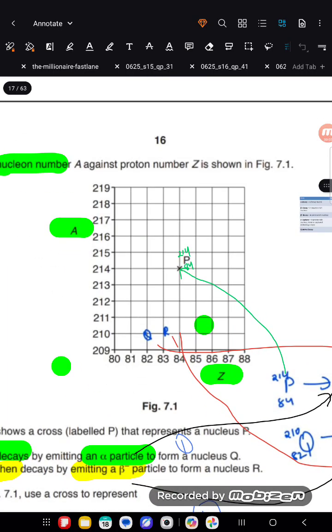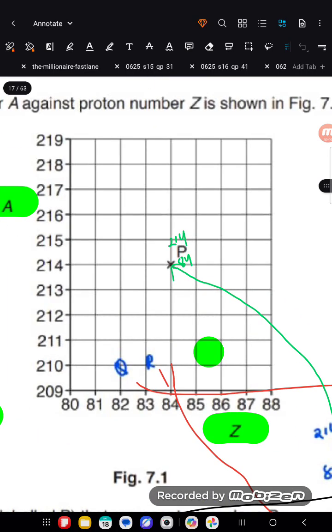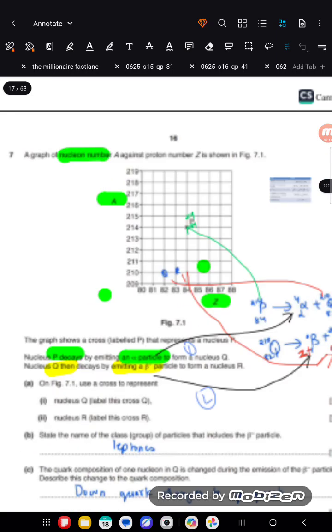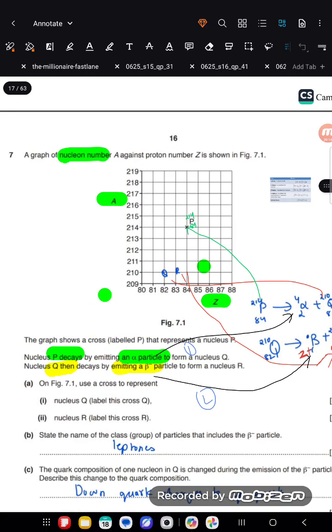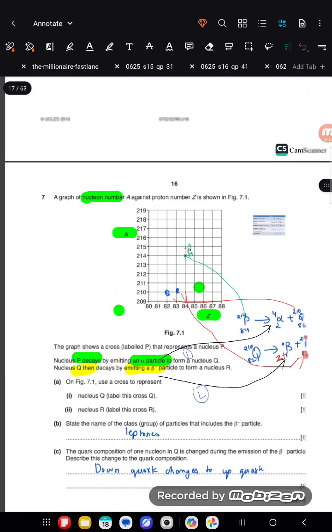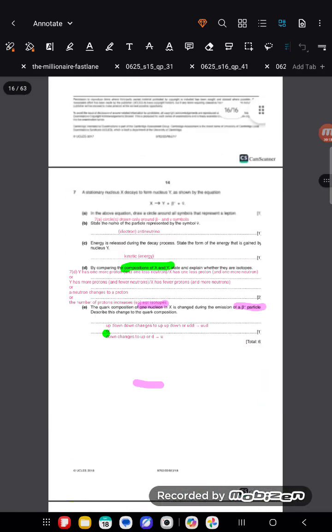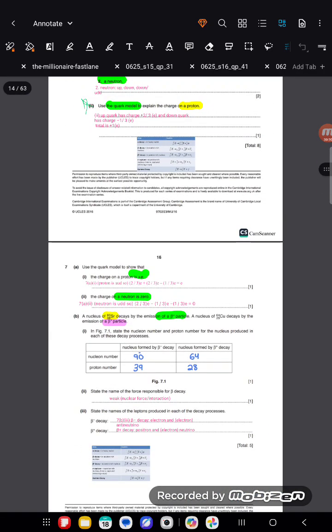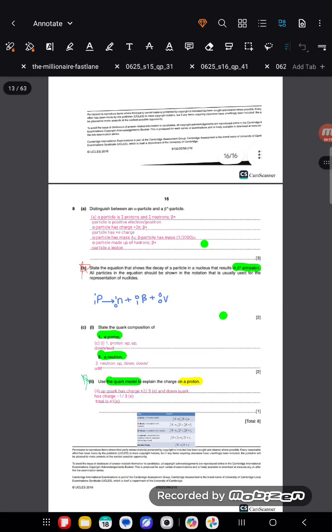So this one is very easy. First write the proton number and electron number, then first it will go through alpha decay, then it will go through the next. So this one you have just 2 marks.